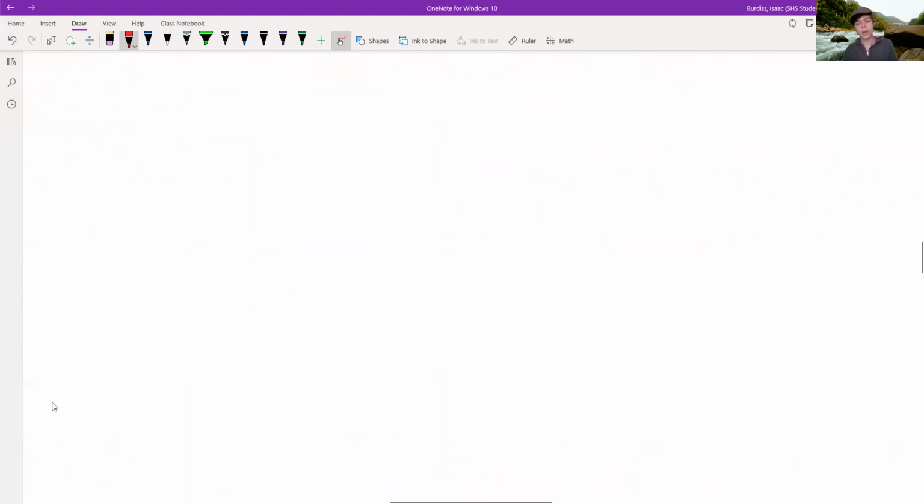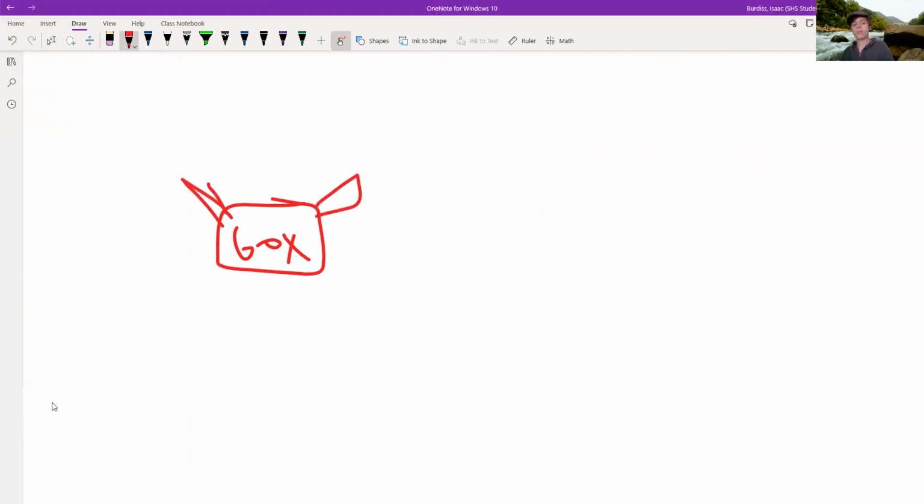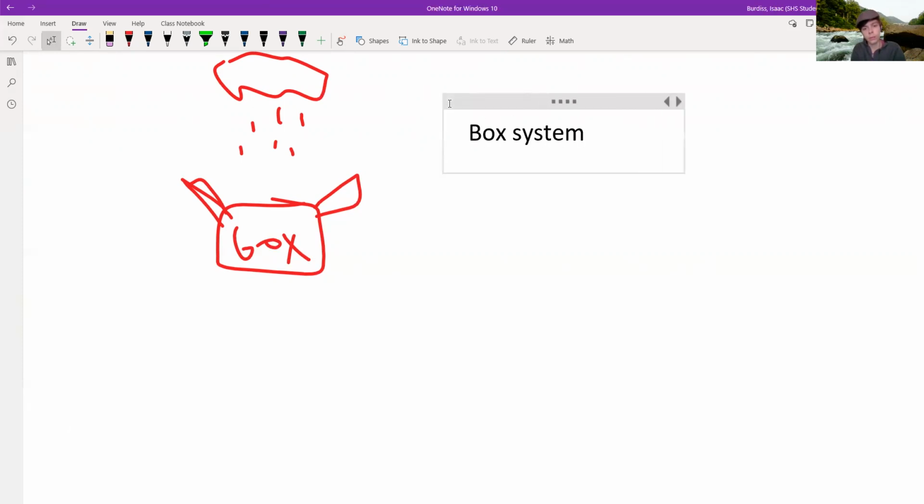Open system is when there can be other things acting upon it. So we have a box, and it's an open box. So pretend like that's flaps on it. And we have rain. So if you're talking about the box system, it is open. And if it is the box-rain system, it is closed.